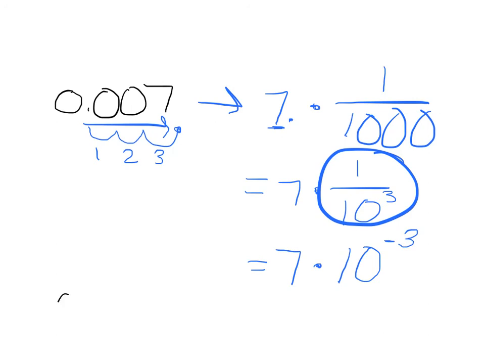So we have that 0.007, or 7 1,000ths, equals 7 times 10 to the negative third.